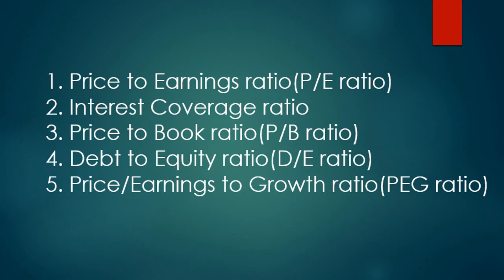The first one, price to earning ratio, that is PE ratio. Second one, interest coverage ratio. Third one, price to book ratio, that is PB ratio. Fourth one, debt to equity ratio, that is DE ratio. Fifth, price earning to growth ratio, that is PEG ratio.